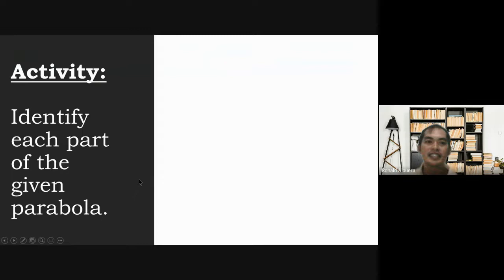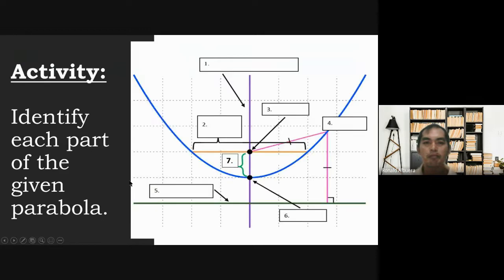Okay. So we will have an activity. Tingnan nga natin kung makukuha ninyo. Identify each part of the given parabola. Tingnan natin. Ano kaya yung number 1, yung kulay violet? Na-recall nyo? Yes, that's an axis of symmetry. Ano naman kaya itong kulay na orange? Ang clue, it's a line segment. Yes, that's LR or latus rectum.